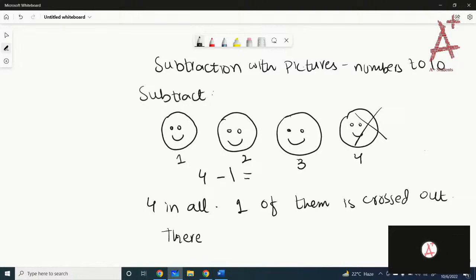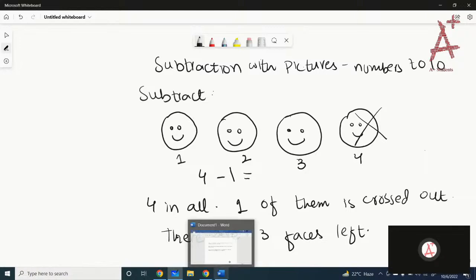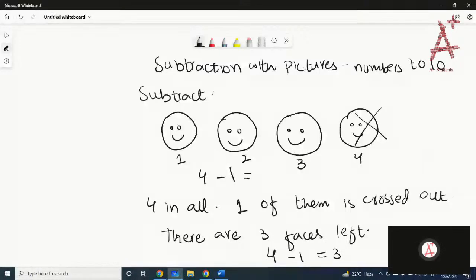There are 3 faces left. When you start with 4 and take away 1, you are left with 3. Got it? So that means 4 minus 1 is 3. That's what you have to do. You are given the pictures, one of them is crossed out. You have to find how many are not crossed out. Got it? That's what you have to do actually.